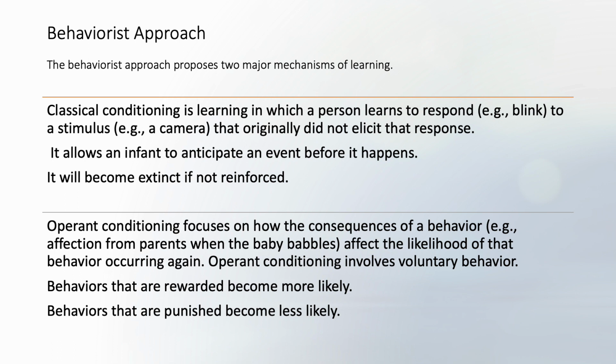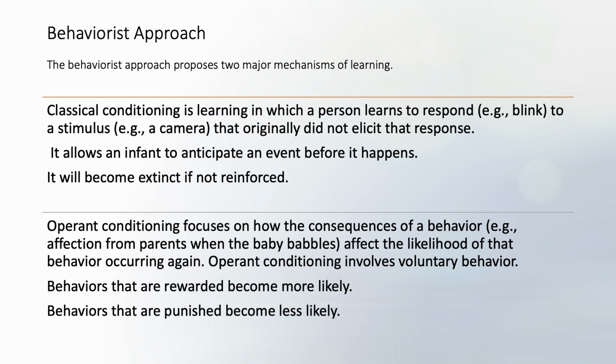Operant conditioning focuses on how the consequences of behavior, for example, affection from a parent when a baby babbles, affect the likelihood that the behavior will occur again. Operant conditioning involves voluntary behavior. Behaviors that are rewarded become more likely. Behaviors that are punished become less likely.